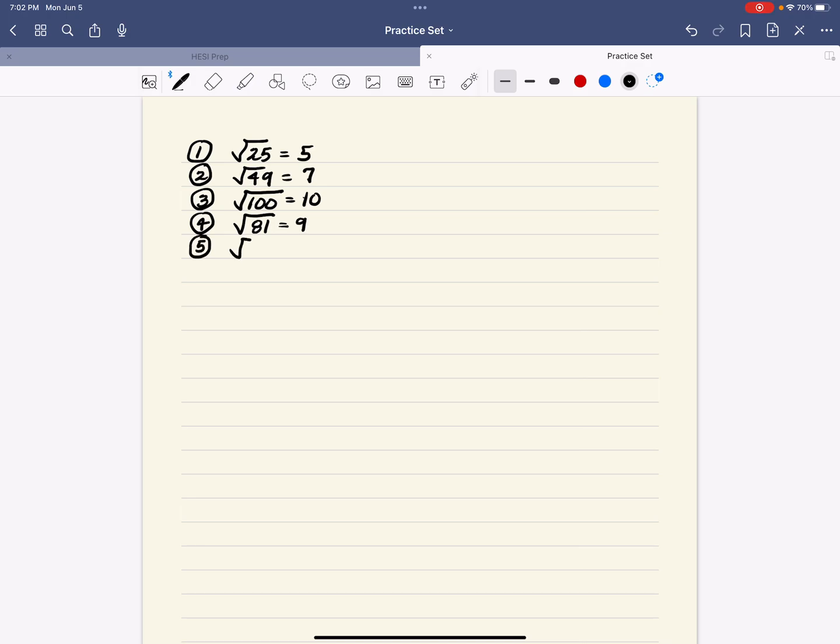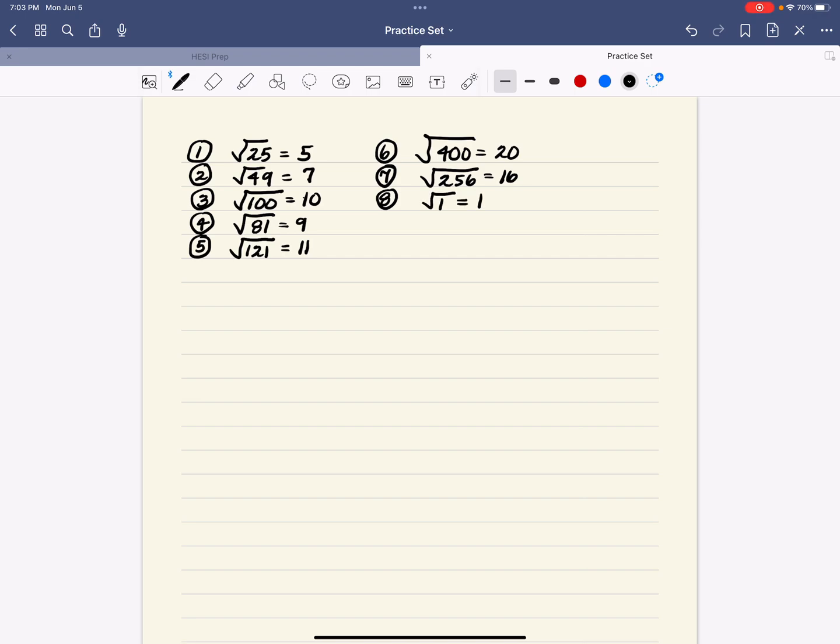The square root of 121, if you don't know this one, use your calculator. 121 square root is 11. The square root of 400, again, use the calculator if you need it, is 20. The square root of 256, this is one a lot of people don't know, and that's okay. That one is 16, because 16 times 16 is 256.